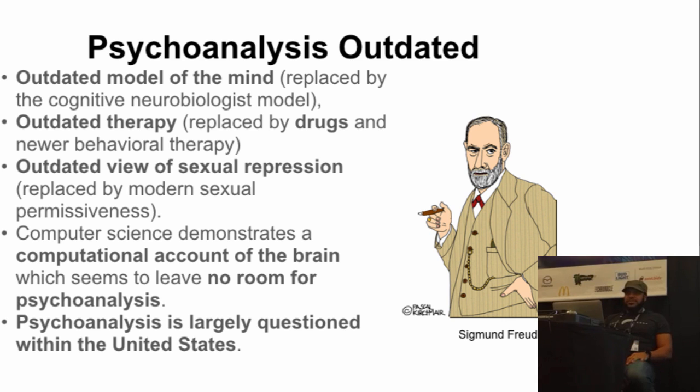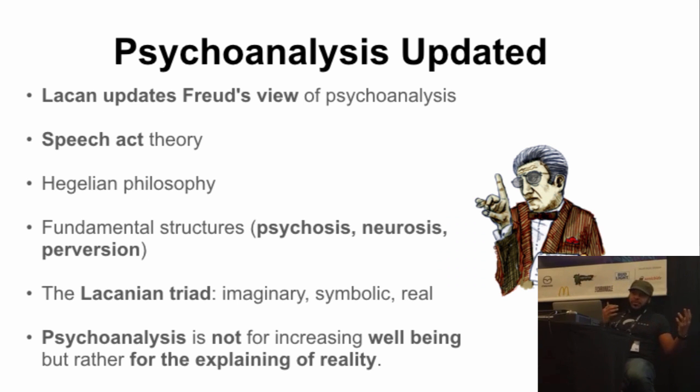So psychoanalysis is largely questioned here in the United States. In Europe, it's held in a higher regard, though. Lacan actually updates Sigmund Freud's view of psychoanalysis. He uses speech act theory, Hegelian philosophy, and what we talked about before, the fundamental structures of psychosis, neurosis, and perversion. He kind of updates them from Sigmund Freud, the Lacanian triad again. And then he has a controversial belief that psychoanalysis is not for increasing your well-being. It's actually for explaining reality.